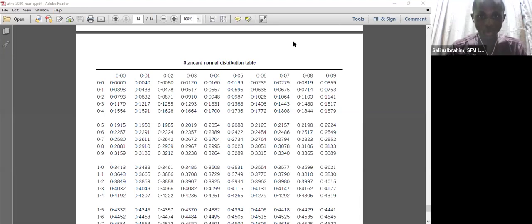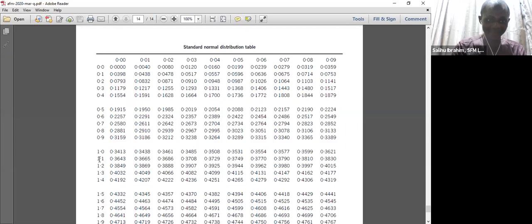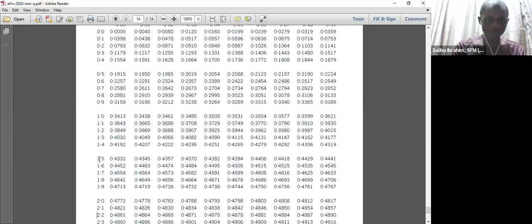Okay, so in our value, in 2.30, which one is the first two figures? 2.3, right? 2.3 is the first two figures. So I will come to the horizontal here, okay? You go and trace where you have 2.3.